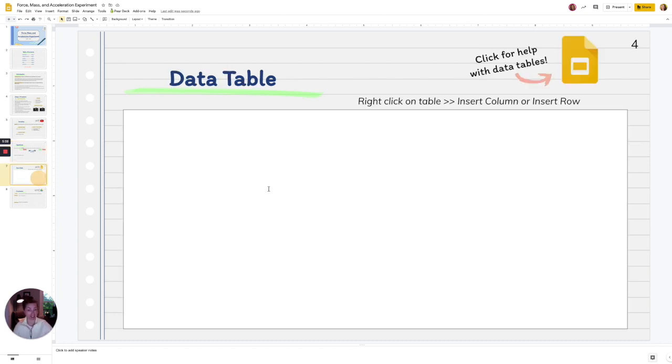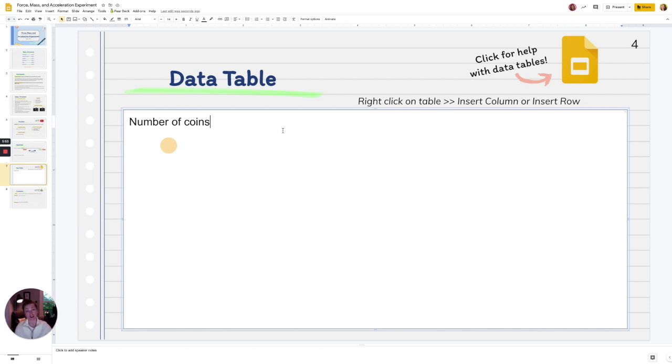We've been working on data tables for a couple of weeks now. And one of the things we learned is that your first column is always your independent variable. In this experiment, that's the number of coins. Every other column is your dependent variable, which in this experiment is the speed of the container.